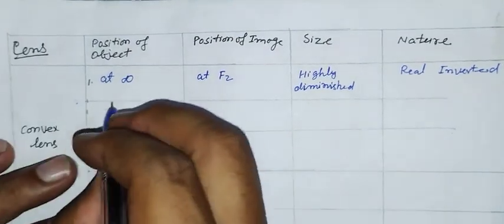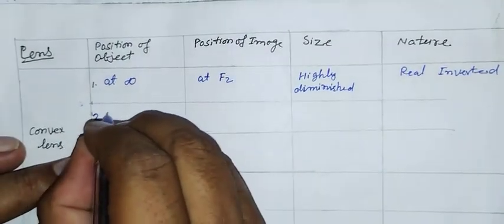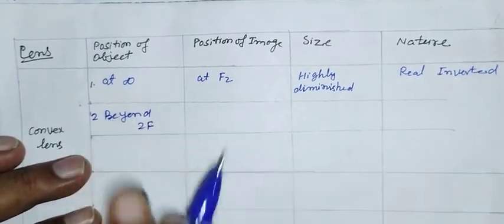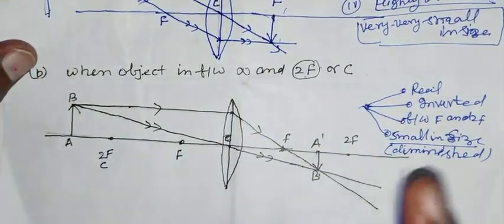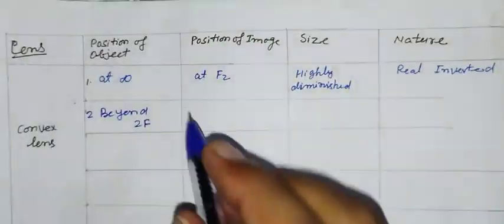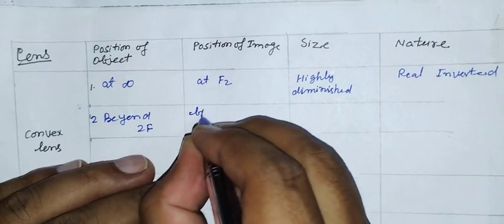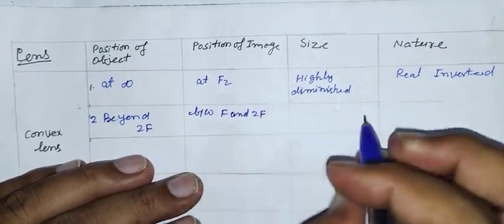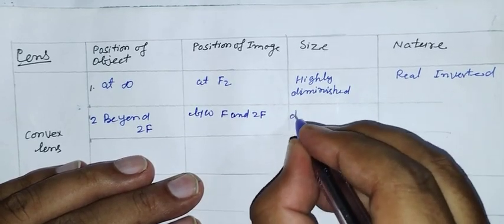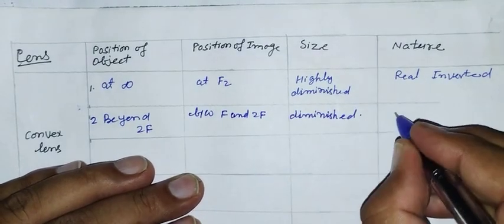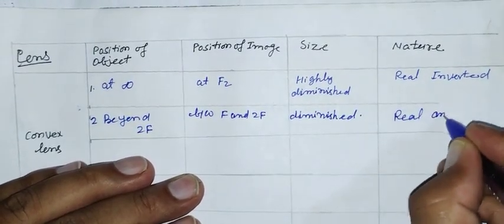Second case, when the object is beyond 2F, but not at infinity. See the second. It is formed between F and 2F, between F and 2F, smaller in size, so you may write diminished, real and inverted.